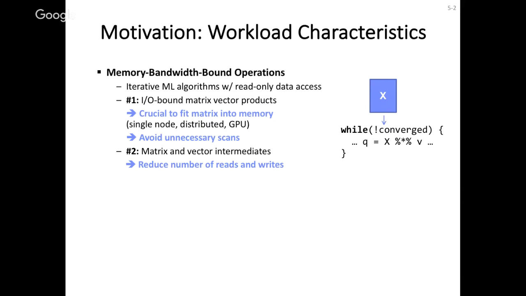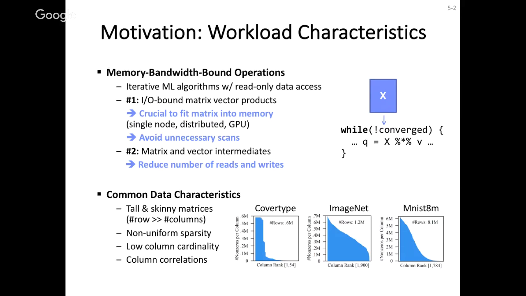Now, often we have matrix vector operations in those kinds of convergence-based algorithms. Second, we usually want to reduce the number of reads and writes, and hence reduce the number of intermediates.